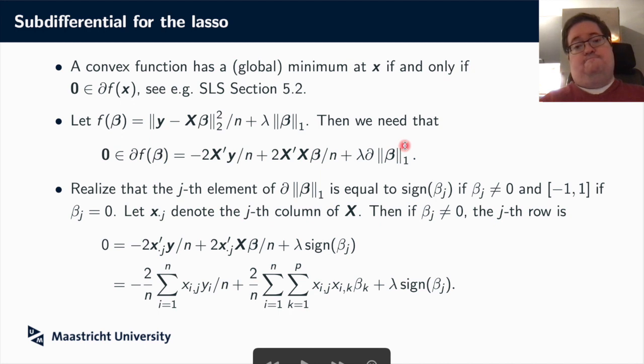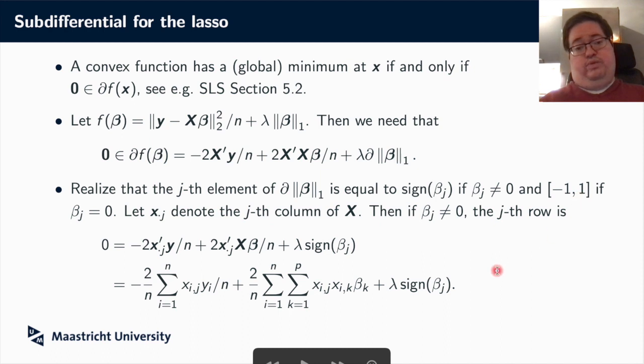And now let's look at specific elements. Take the jth component, and take the derivative with respect to the jth component. Well, if that component is not 0, then the partial derivative with respect to beta j is just the sign again, right? It's either 1 or -1. If it's equal to 0, the derivative doesn't exist, and we need to take the subdifferential, -1 up to 1, into account.